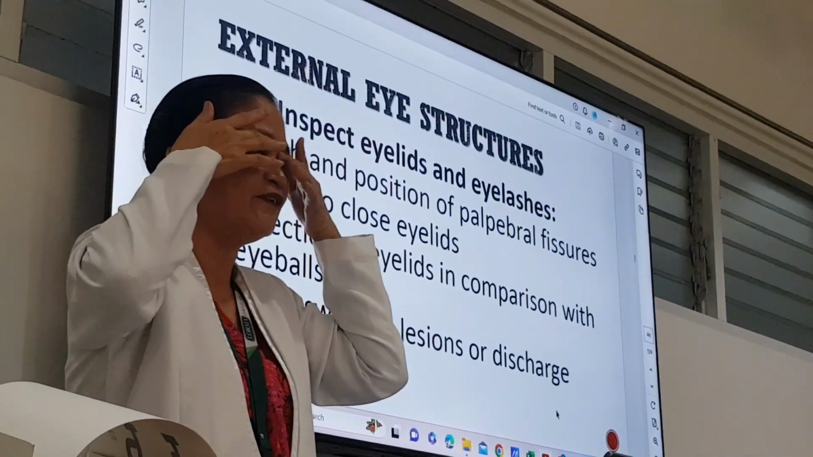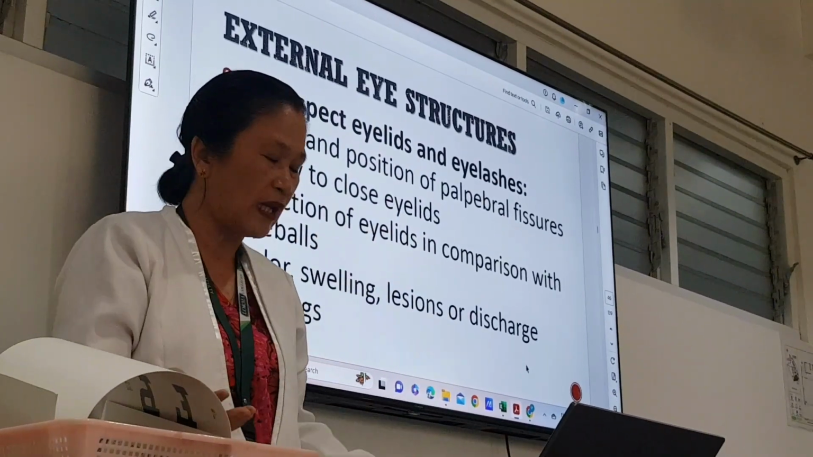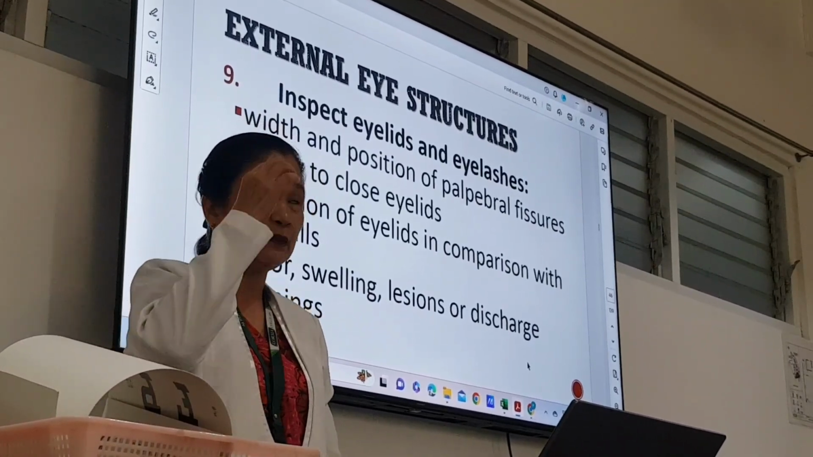Now, direction of eyelids in comparison with eyeballs. So you also have to look at the eyelids. Are the eyeballs properly positioned in them? If the eyelids are not aligned like that, it means there is something wrong. When the eyelids are covered, the eyeballs are flat, it means normal. So you also have to observe the color, if there's any swelling, lesions, or discharge, and also turnings.